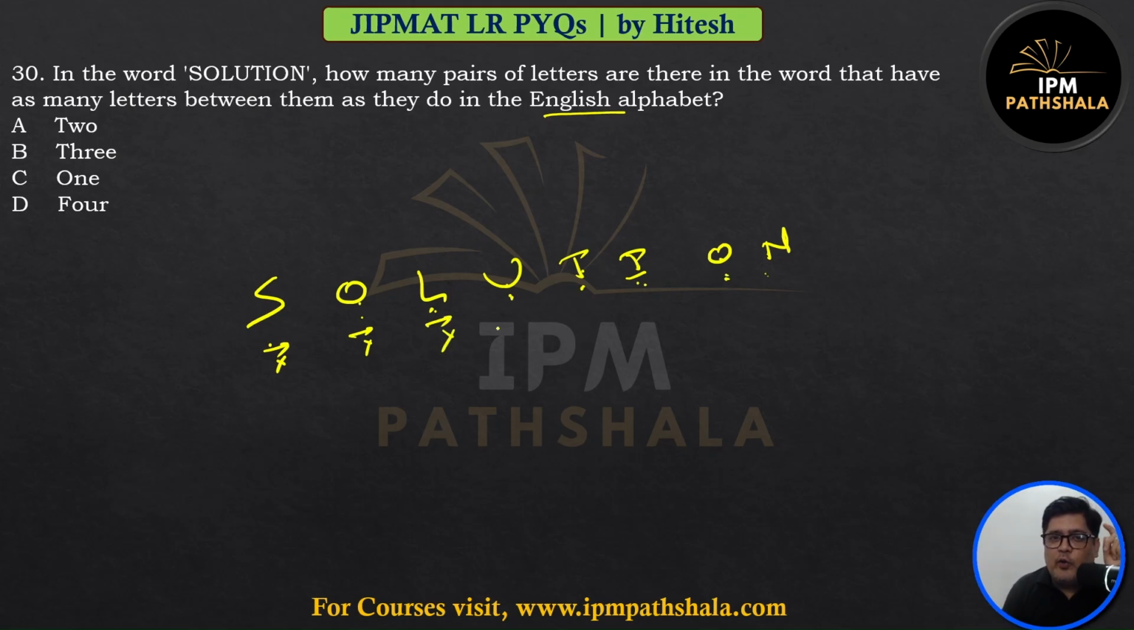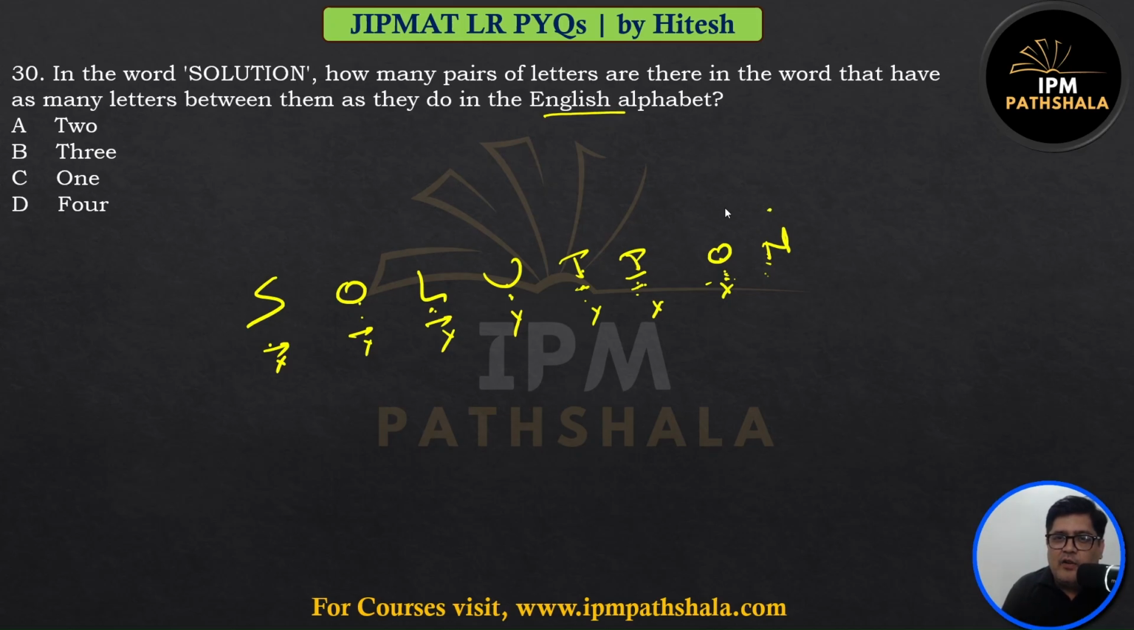Going forward? No. U, do we have V, W, X, Y? No. This is T. U, V, W? No. I, J, K? No. L, after O, P? No. Now you have to go back. This is the problem with this method. You have to go back.